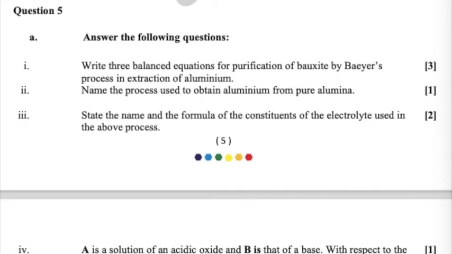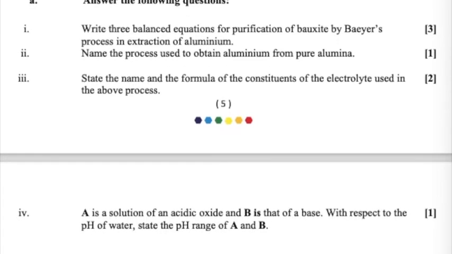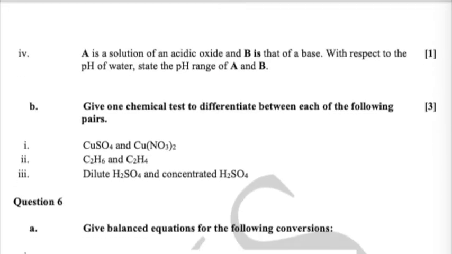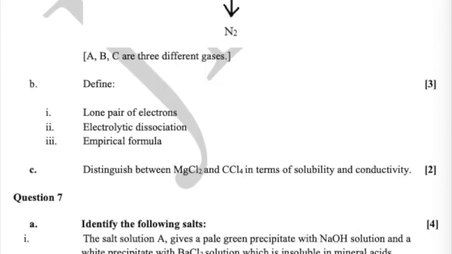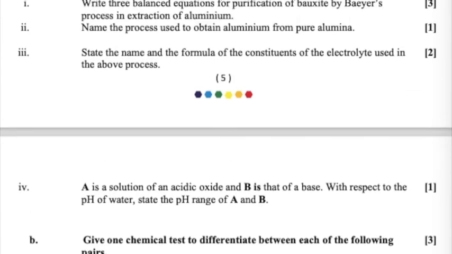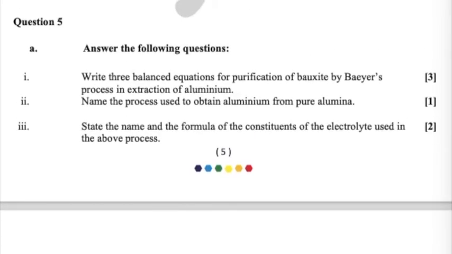Next one, differentiate between CuSO4 and Cu(NO3)2 on adding an acid like dilute sulfuric acid. NO2 gas is released, which is a reddish brown gas, and on the other side, SO2 gas is released, which turns lime water milky.